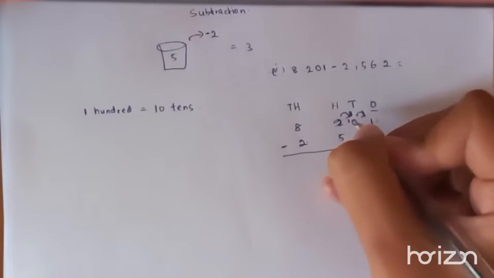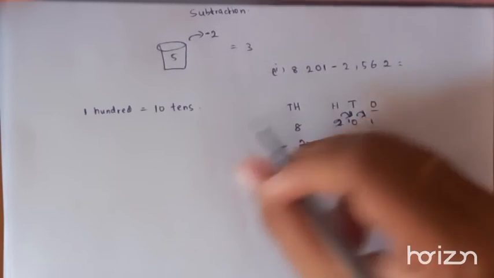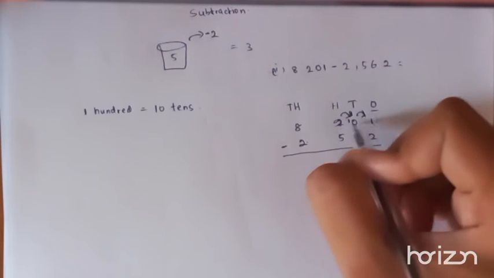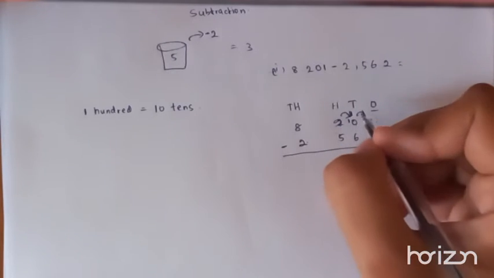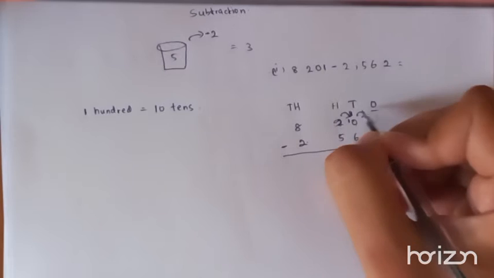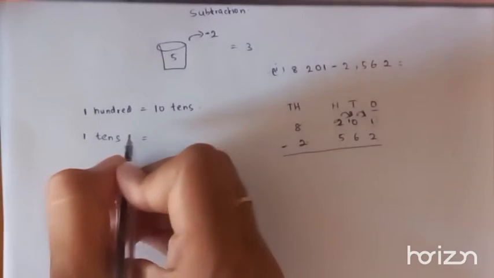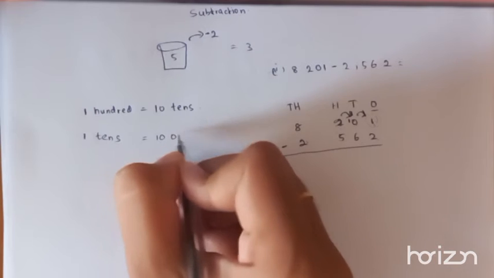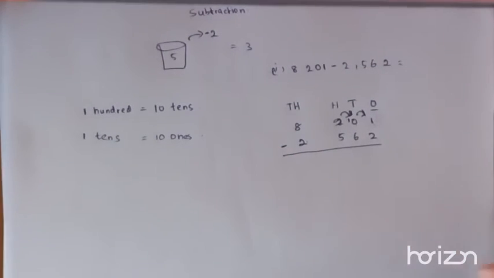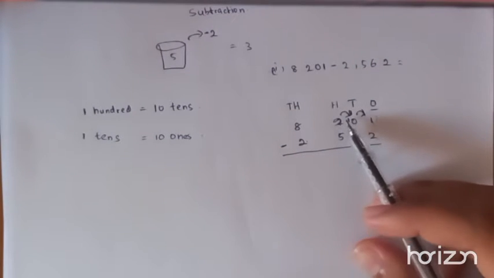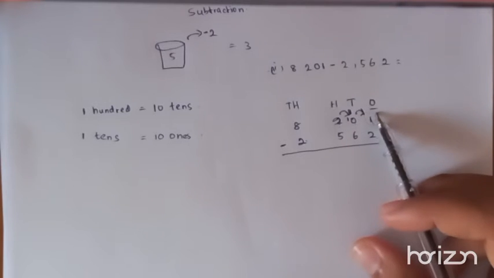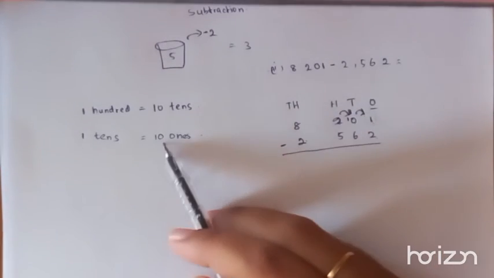So we already have 0 tens. So when you add this 10 tens into here, we have 10 tens. And now from this 10, we are going to exchange 1 to the ones column. So when you exchange 1 ten into the ones column, we would have 10 ones. I'm going to exchange 1 ten to the ones column, and we would have 10 ones.